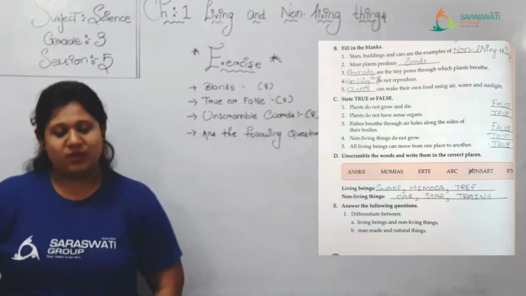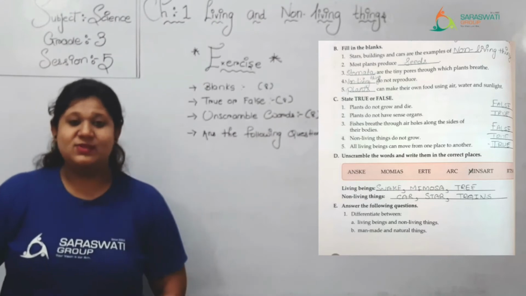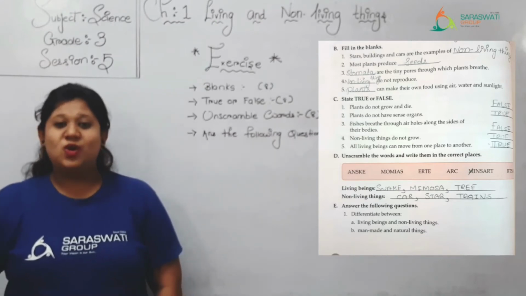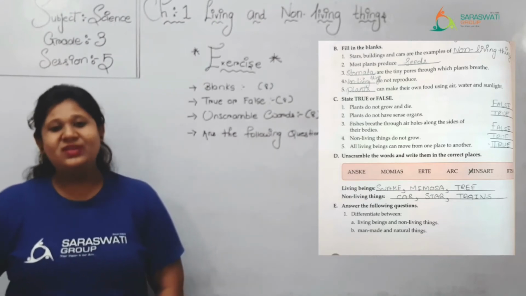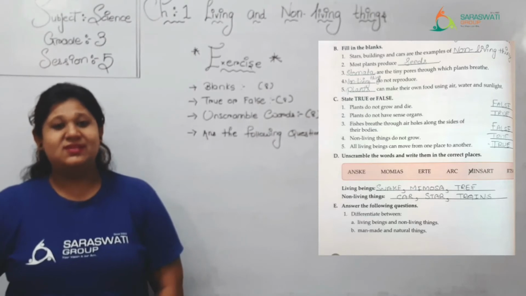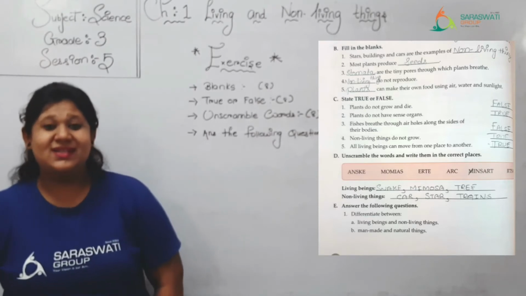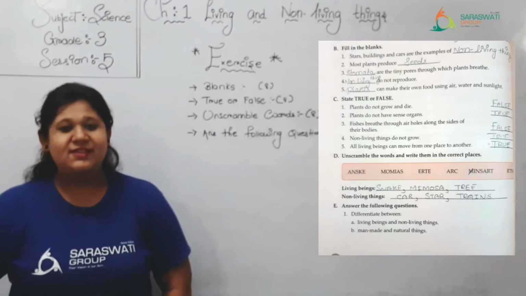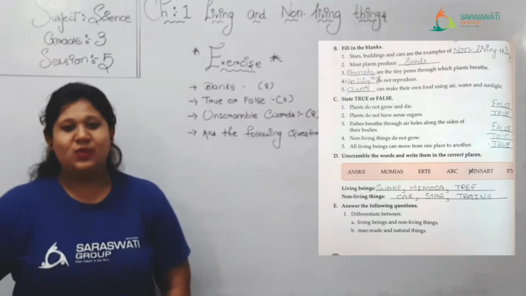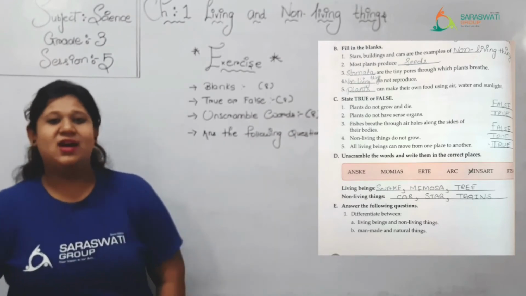Number 4. Non-living things do not grow. Non-living things grow नहीं होते हैं. Yes, this statement is correct. Non-living things do not grow. So we are supposed to write down true.